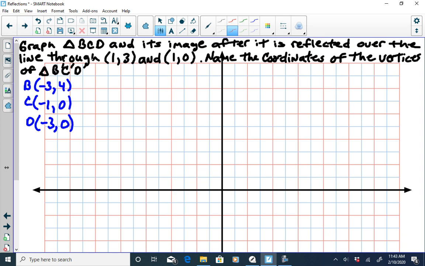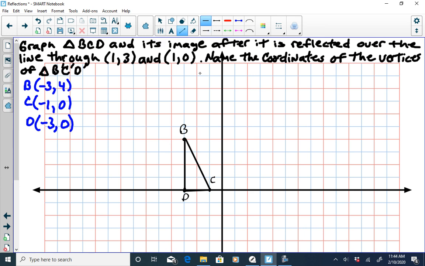We want to graph triangle BCD and its image after it's reflected over the line through (1, 3) and (1, 0). Name the coordinates of the vertices of B prime, C prime, and D prime. All right, so let's graph triangle BCD. B is located at (-3, 4), so here's -3, up 4. There's point B. C is located at (-1, 0), so here's point C at -1, 0. And point D is at (-3, 0), right? There's point D. All right, connect those points here, right? And we get something like this. All right, that looks good.